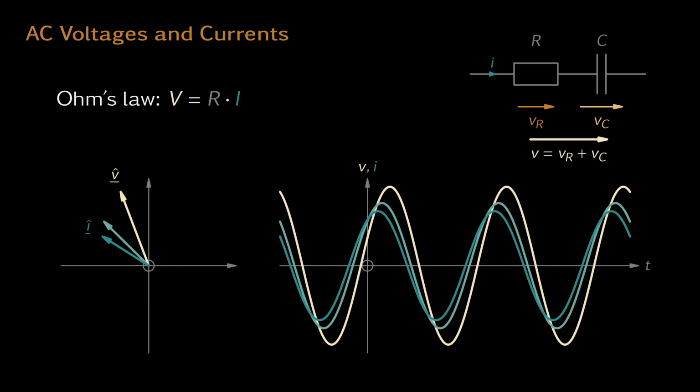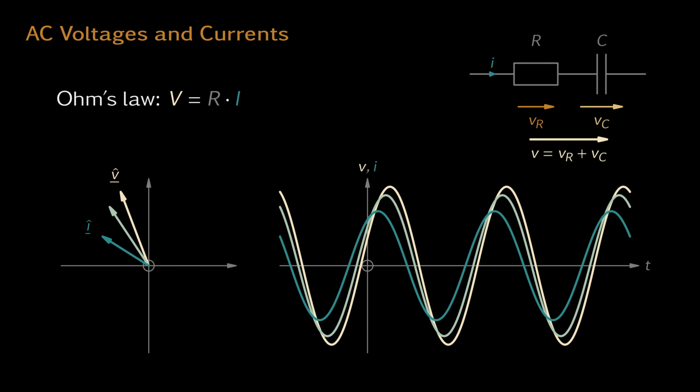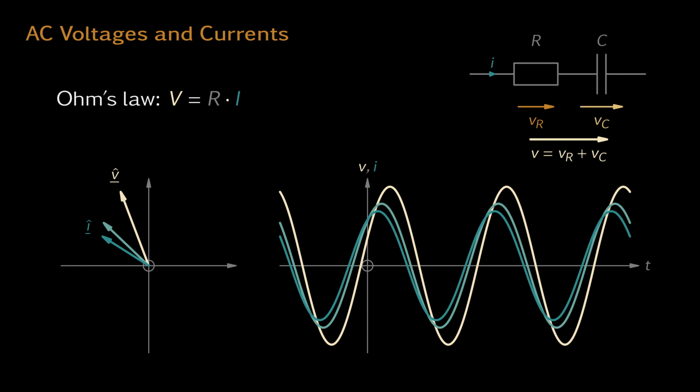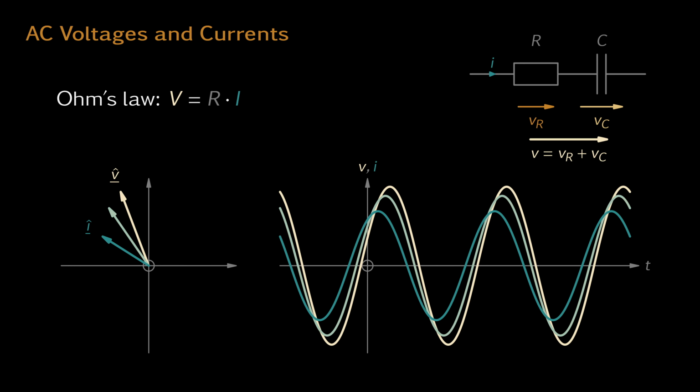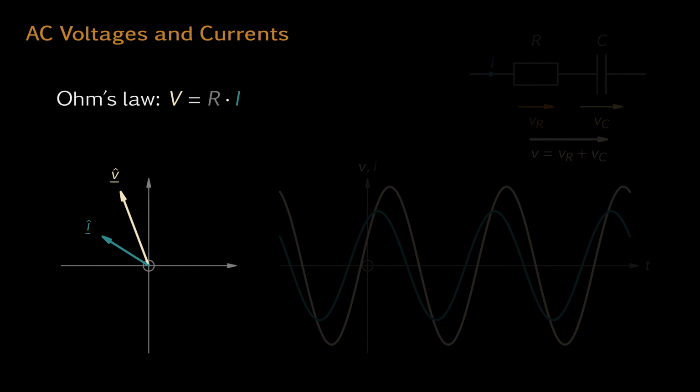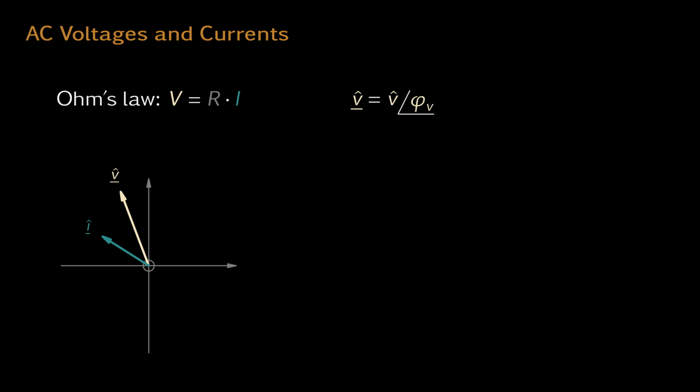To convert the phasor I to the phasor V, we need to change its length and unit and also rotate it. This turns the current sinusoid into the voltage sinusoid. Let's look at this in detail. Our voltage phasor V consists of the amplitude V̂ and the phase φV, measured from the horizontal axis. But how does it relate to the phasor I?